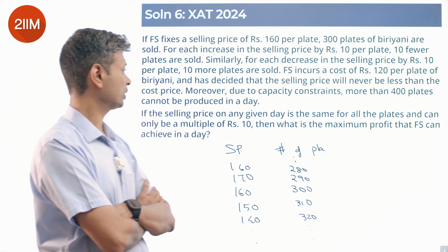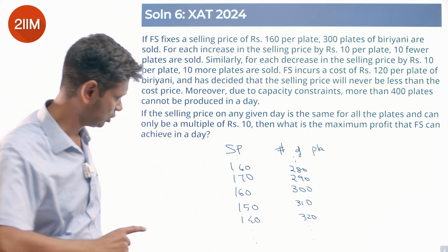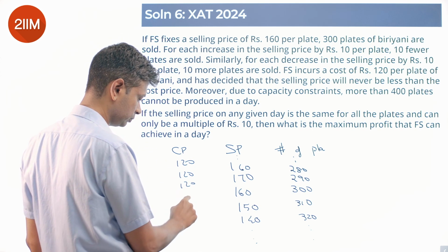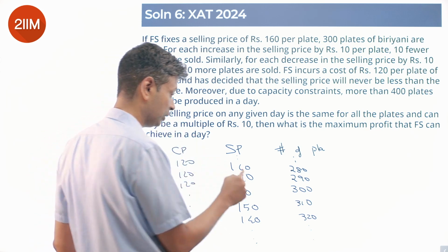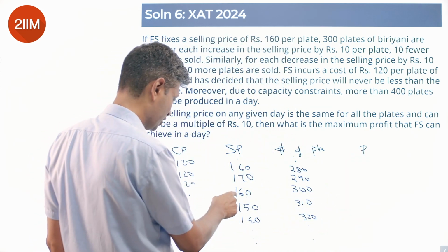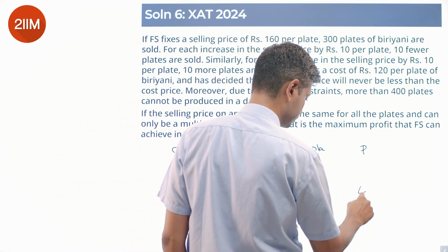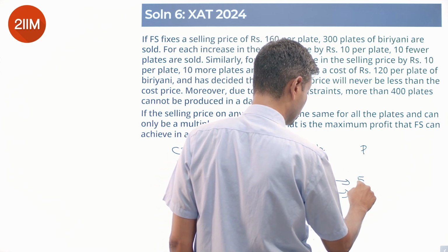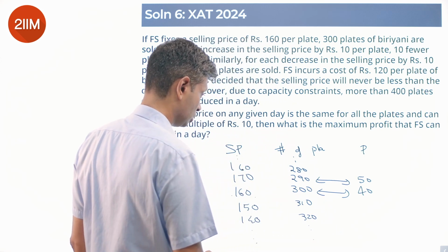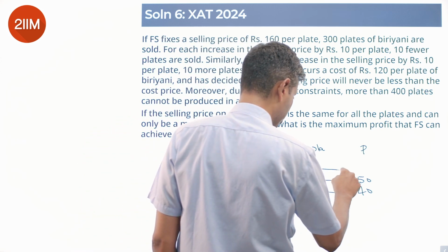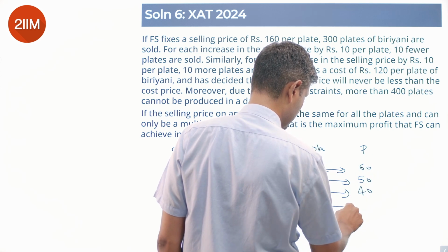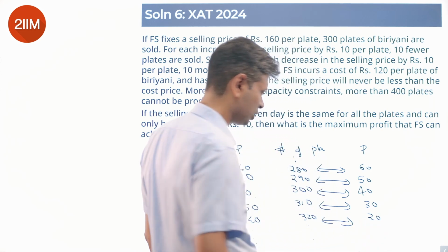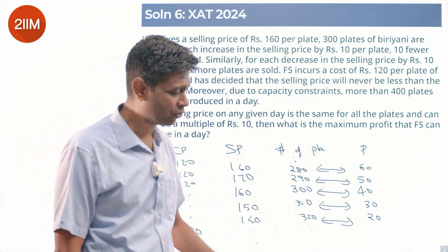That's not what we are doing. The question says, what is the maximum profit FS can do? And cost price is 120 throughout. Now, interestingly, if you think about profit, for 160 rupees, profit is 40. For 290 plates, profit is 50. For 280 plates, profit is 60. For 310 plates, profit will be 30. For 320 plates, profit will be 20. And so on. So, if you go to 330, 340 plates, profit will go to 0.